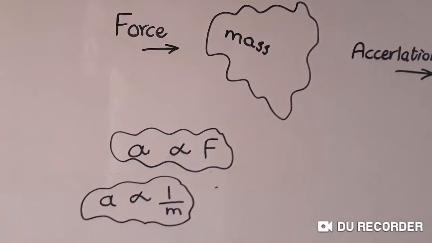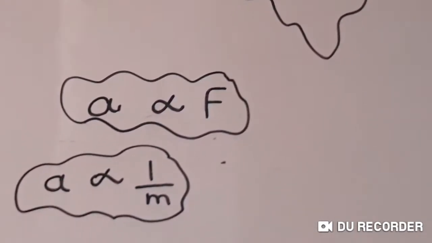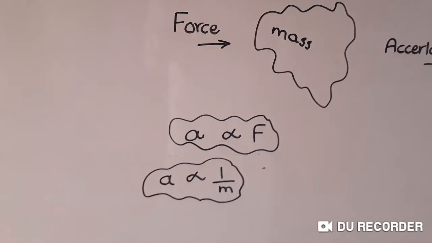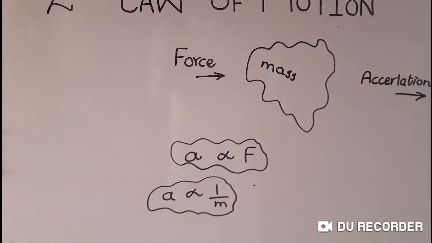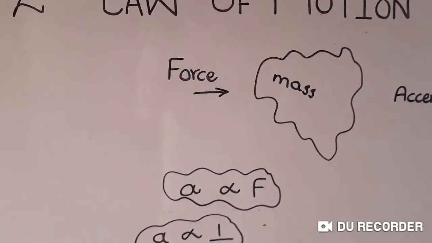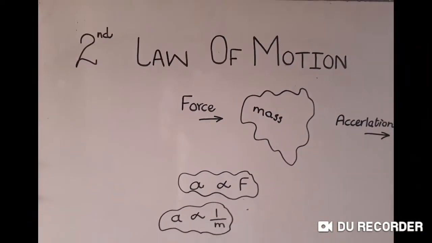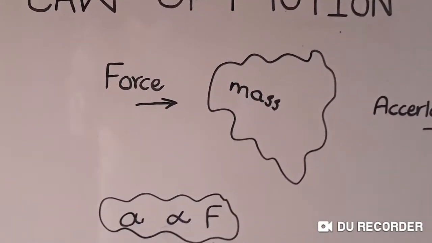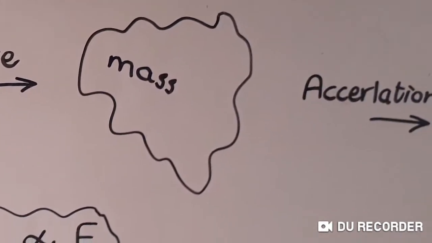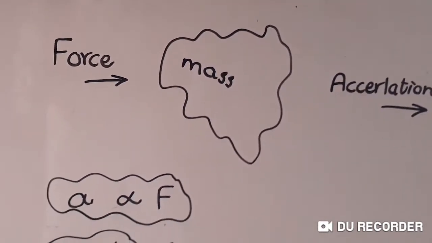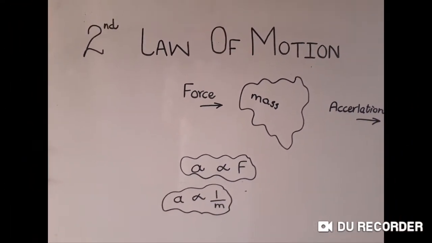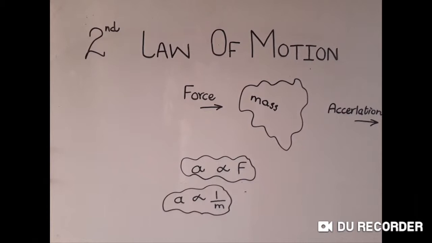produced by the force acting on the body is inversely proportional to the mass. Means, if we increase the mass of the body keeping the force constant, the acceleration will decrease, and if we decrease the mass keeping the force constant, the acceleration will increase. Simple thing: whenever the mass increases, the acceleration decreases, and when the mass decreases, the acceleration increases. These two things are opposite to each other and are inversely related to each other.